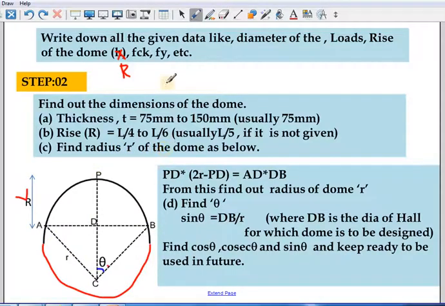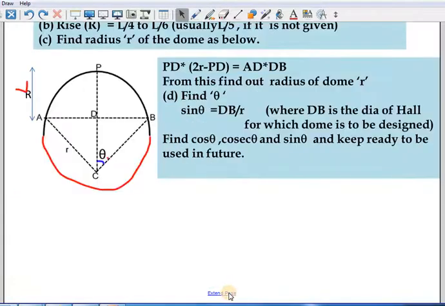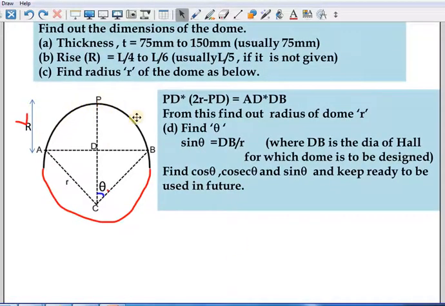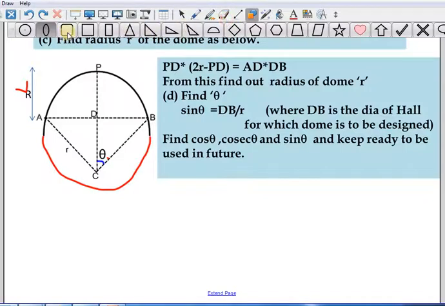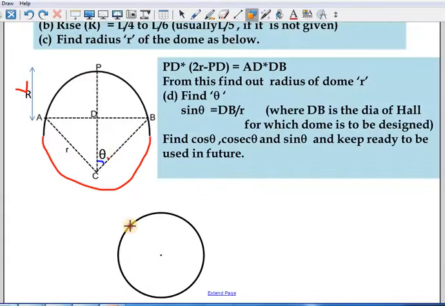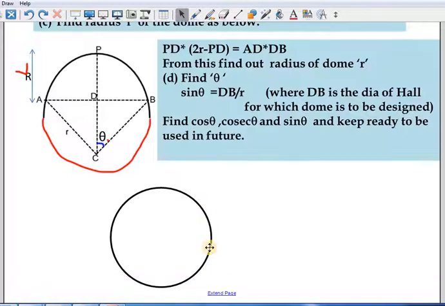So this is an important point here, the radius of the dome. How do we calculate the radius of the dome? Let us say this is a circle, and this is our room diameter AB, and PD is the height of the room, the rise of the dome actually. So by the property of the circle, I can write like this. This is not in proportion, so there may be some confusion. This is a circle like this.